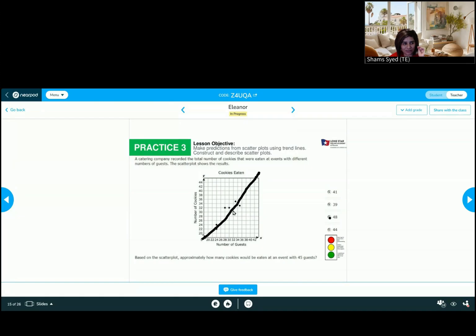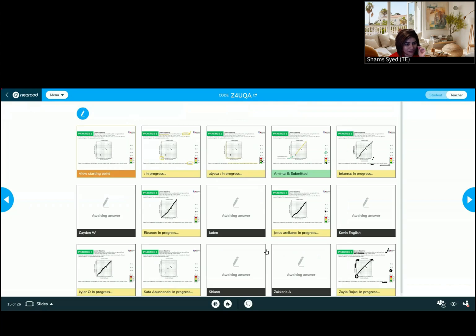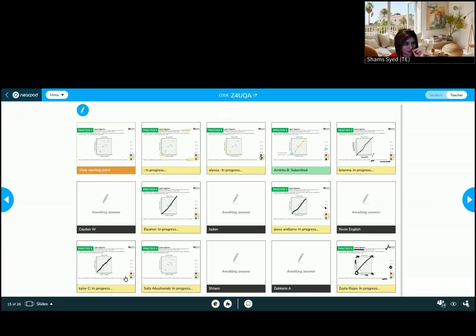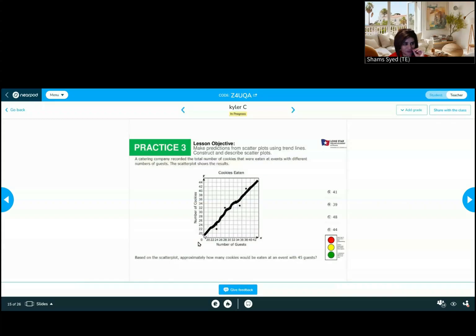Alyssa, look at this example. This is Eleanor's slide, right? And we can show you Jesus' prediction. See, the line has to be straight. Jesus tried to make it straight. She will pass through as many points as possible. So you can make a prediction for 45 guests. Kyler has a straight line passing through most points.